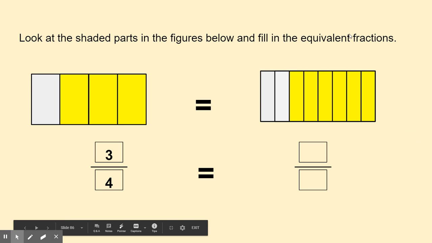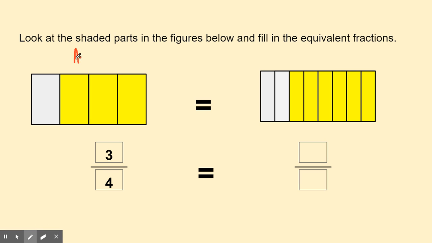Moving on to our next problem. We now have one of the fractions filled out for us, but we have to determine what the equivalent fraction is. So already over here for shape A, we have 3/4 of it shaded yellow because 3 of the 4 equal parts are shaded yellow to get 3/4. But what fraction is equivalent to 3/4? So we want to know what's going to go in this fraction box.